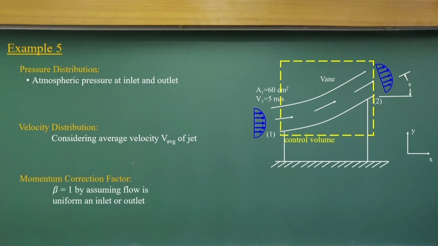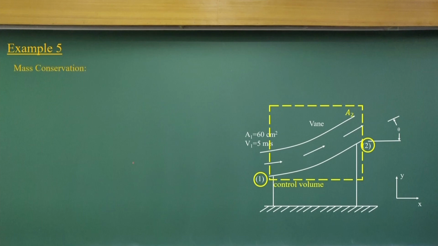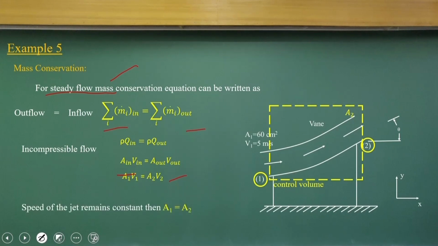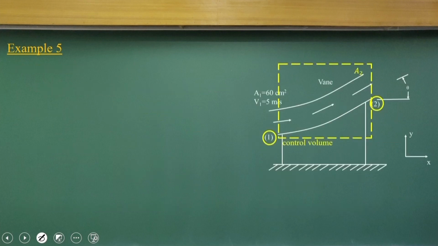That is the usual condition when you have a free jet going through the vane, but we can assume the velocity distribution is uniform. If that is so, we first compute the mass conservation, which is very easy here. Being a steady flow, the mass influx is equal to the mass outflux. This is a very standard thing, as we discussed earlier. Since the speed of the jet remains constant, the area of flow A1 is equal to A2, following the continuity equation as the flow is incompressible.